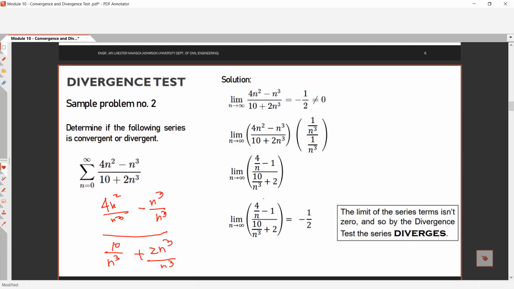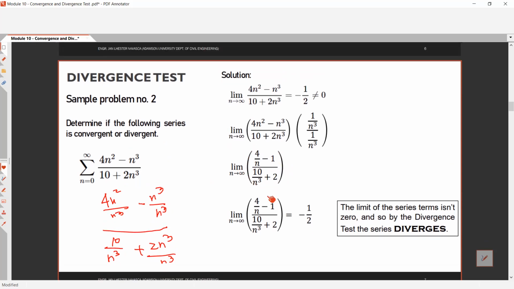Okay. So, what you have left is this one. 4n squared over n cubed, that is 4 over n. Okay, n cubed over n cubed, that is 1. Okay, 10 over n cubed as is 10 over n cubed. And this one, 2n cubed over n cubed, that is 2. Okay, so at this form, we can substitute right away the infinity or n equals to infinity.